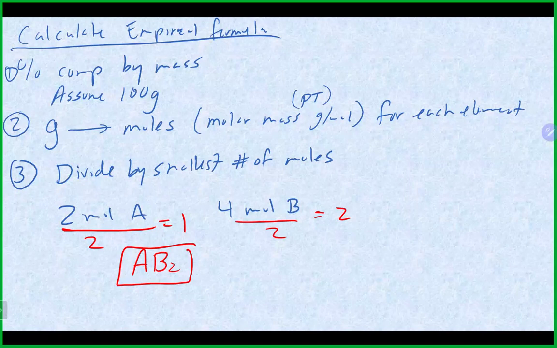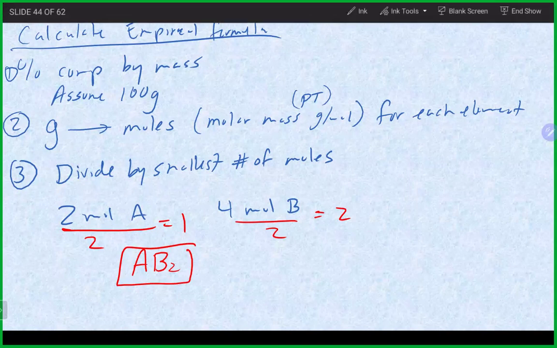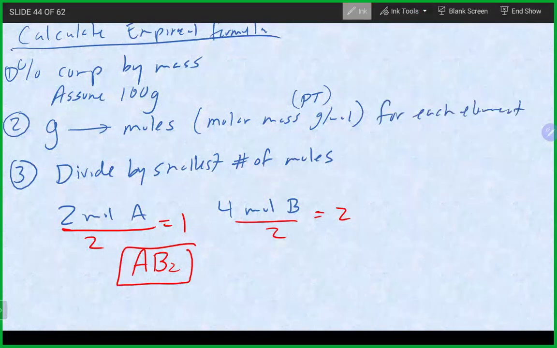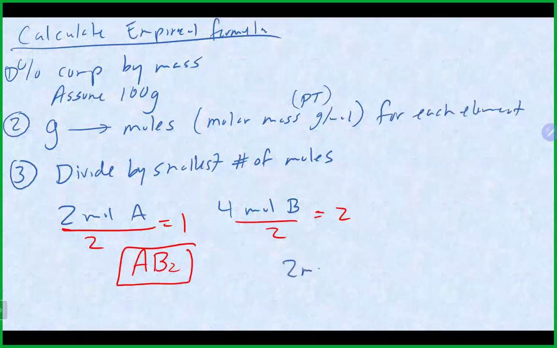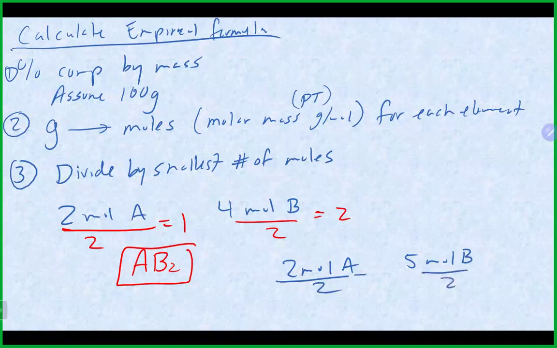Now, you're not always going to hit whole numbers, unfortunately. So for example, let's say we got here and we had this arrangement of numbers. Let's just say we had 2 moles of A, but 5 moles of B. Now when I divide by 2, I will get 1 here, but I will end up with 2.5, I believe, in this particular case. And 2.5 is not good because that will give me an empirical formula of AB2.5. And as we talked about before, you can't have a half atom, right? You have to have a whole atom, and they do have to be whole numbers.